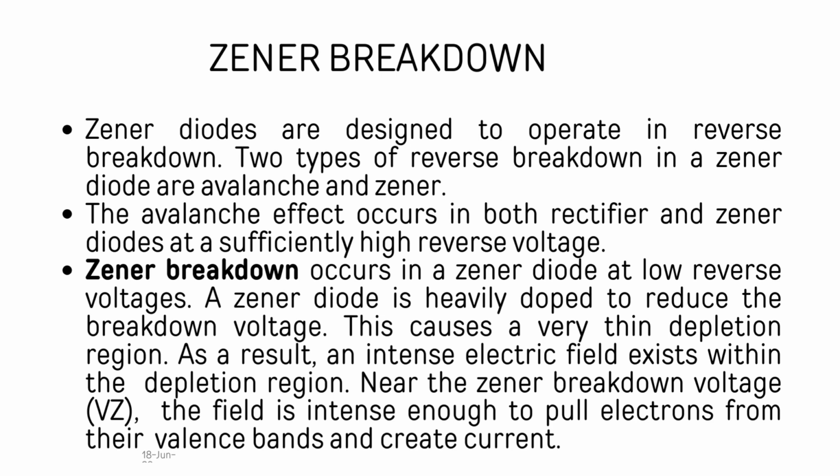The avalanche effect occurs in both rectifier and Zener diodes at sufficiently high reverse voltage. Zener breakdown occurs in a Zener diode at low reverse voltage. A Zener diode is heavily doped to reduce the breakdown voltage. This causes a very thin depletion region. As a result, an intense electric field exists within the depletion region near the Zener breakdown voltage. The field is intense enough to pull electrons from their valence bands and create current.